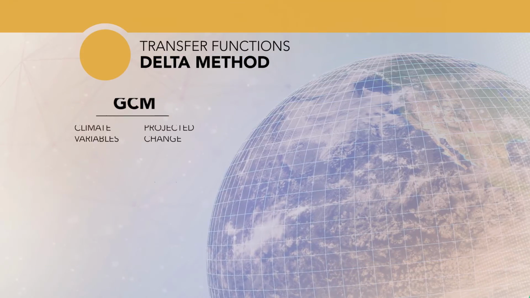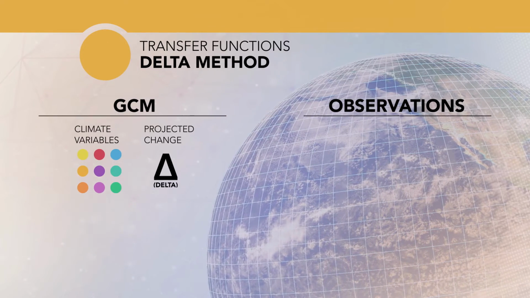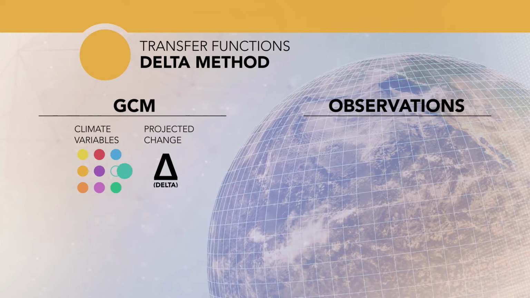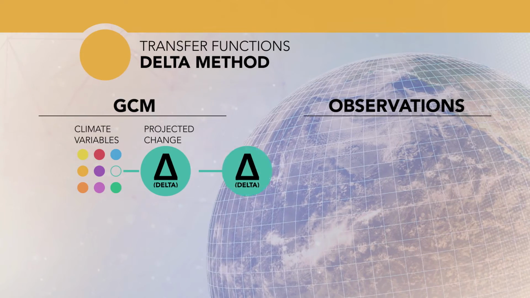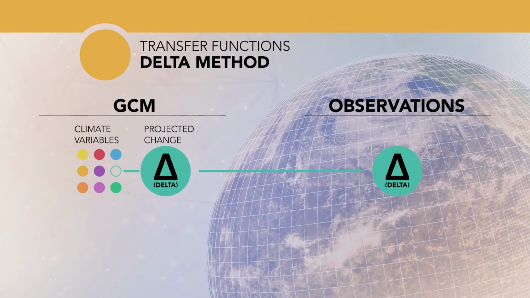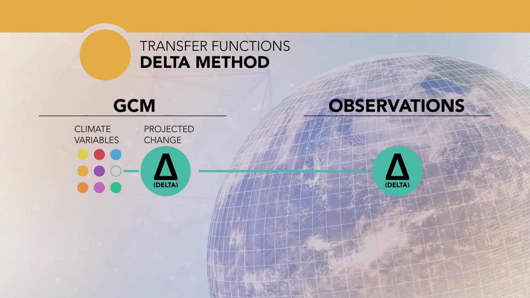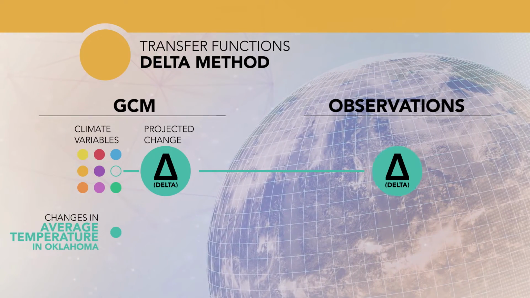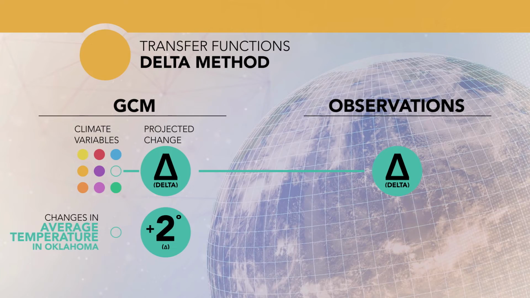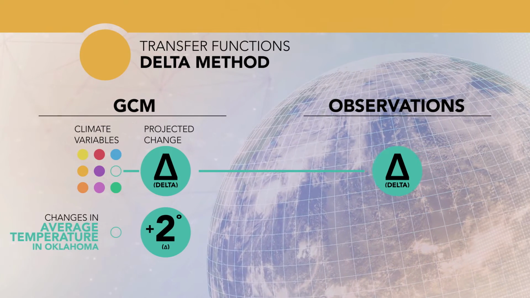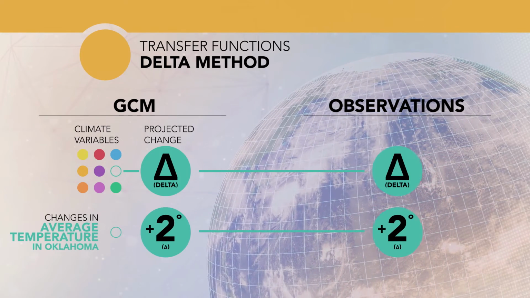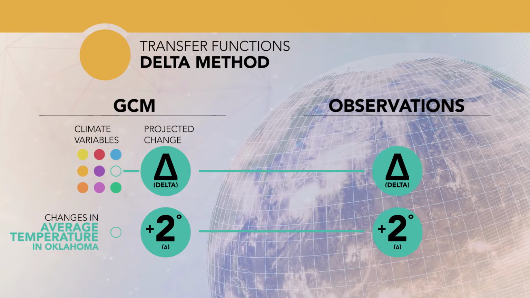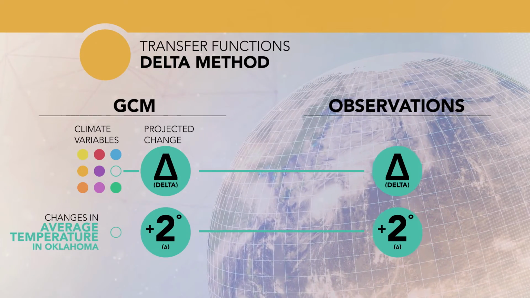The delta method determines the projected change, or delta, of a climate variable from the global climate model and applies it to the observations. For example, let's say I'm concerned about changes in average temperature in Oklahoma. If I use the delta method, I would look at the projected change of temperature from a GCM and apply that change to the observations in Oklahoma to examine what temperatures may look like under a changing climate.